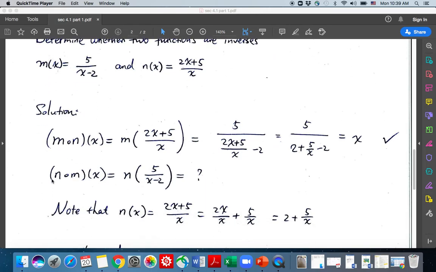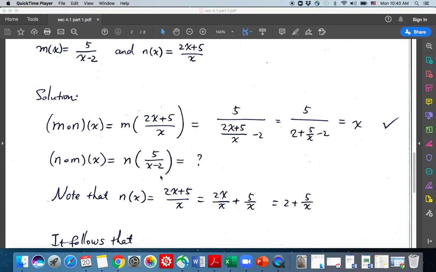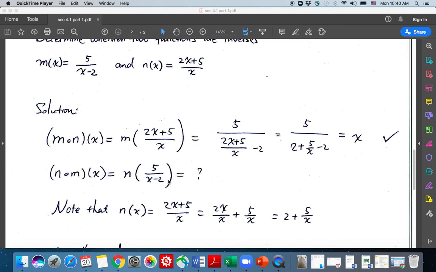So we're going to check the other direction as well. This time, we're going to start with function m and then further map through function n. In other words, we're doing n circle m. That's going to be n of m, where m is defined by 5 over x minus 2. We can write the formula for this composite function by substituting x in n with the formula for m. Before I do that, I see a way to simplify the formula for n. That's going to make my calculation a little bit easier.